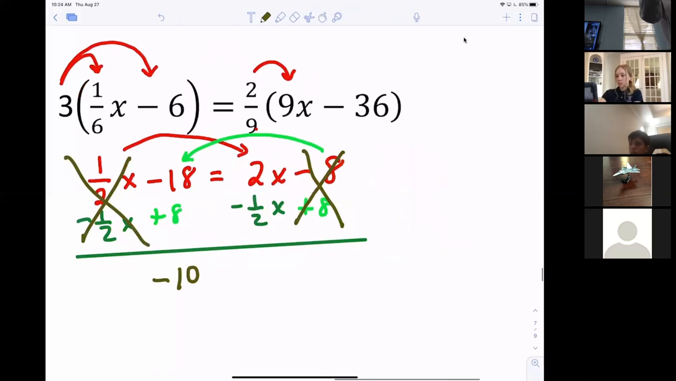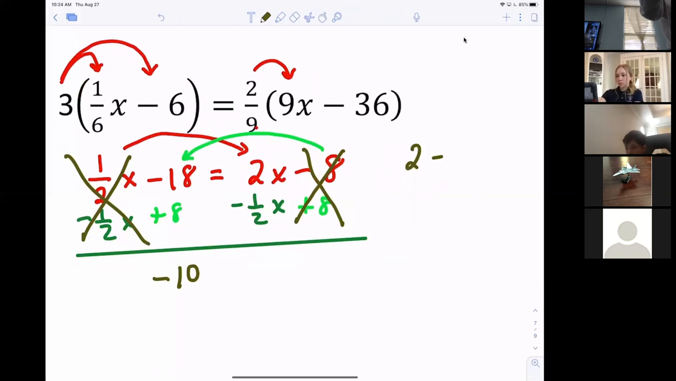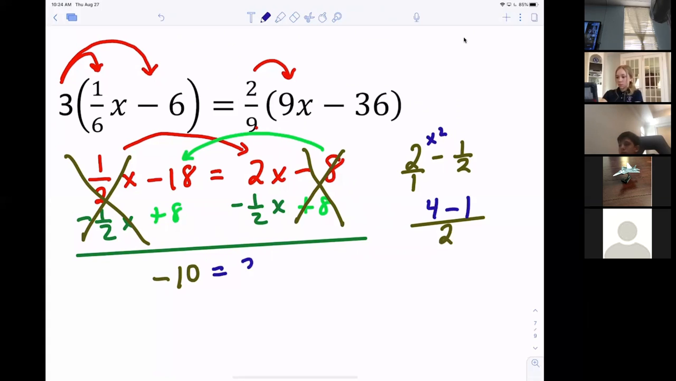Okay, now, just for us over here, 2 minus 1/2. Remember, 2 is 2 over what? 1. So the common denominator is what? 2. So what do I multiply the first fraction by? 2. Does the second fraction change? No. So technically it's just 4 minus 1. And of course 4 minus 1 is? So we have negative 10 equals 3 over 2x.